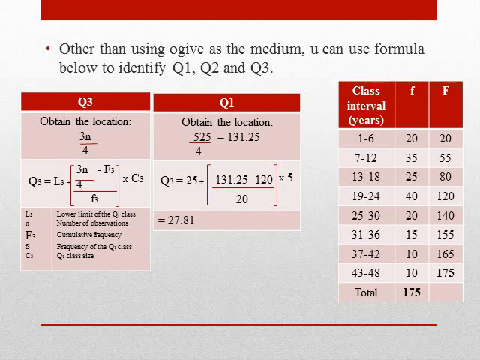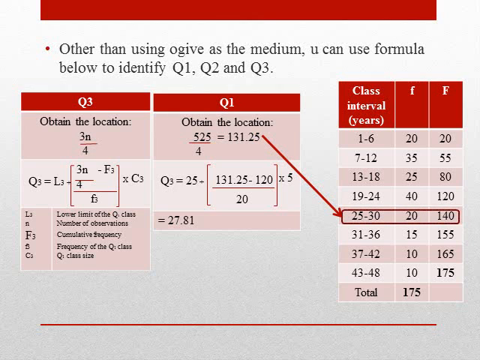When you insert the numbers into the formula, 3n means 3 times 175. Then you get 525 divided by 4. So the location for quartile 3 is 131.25.